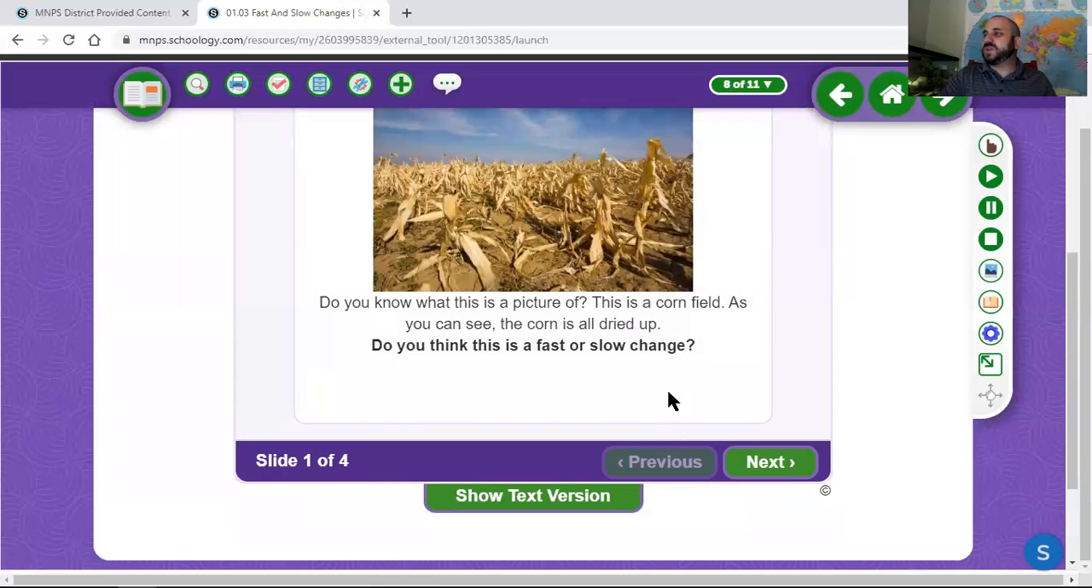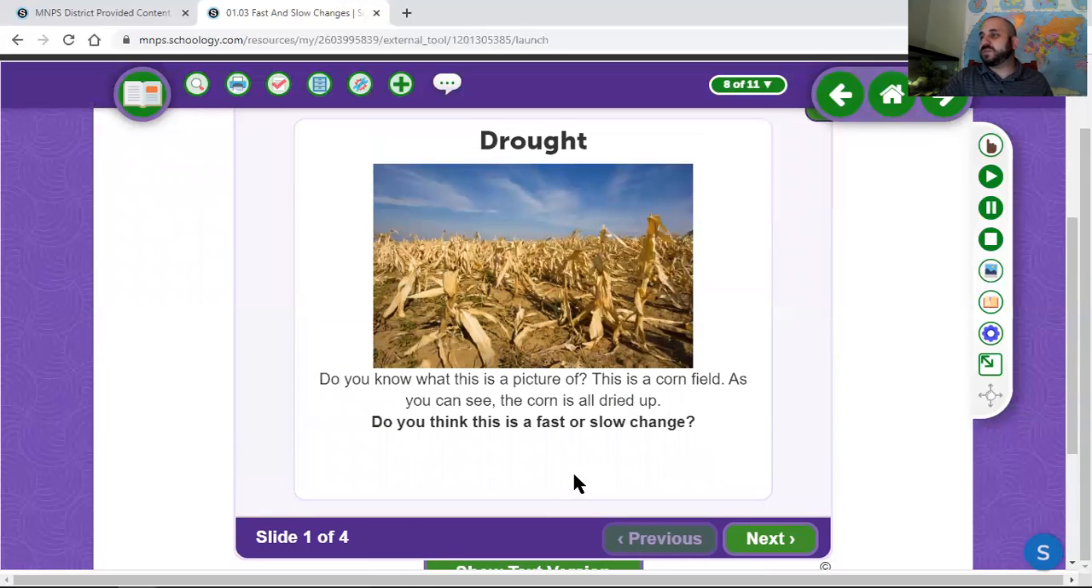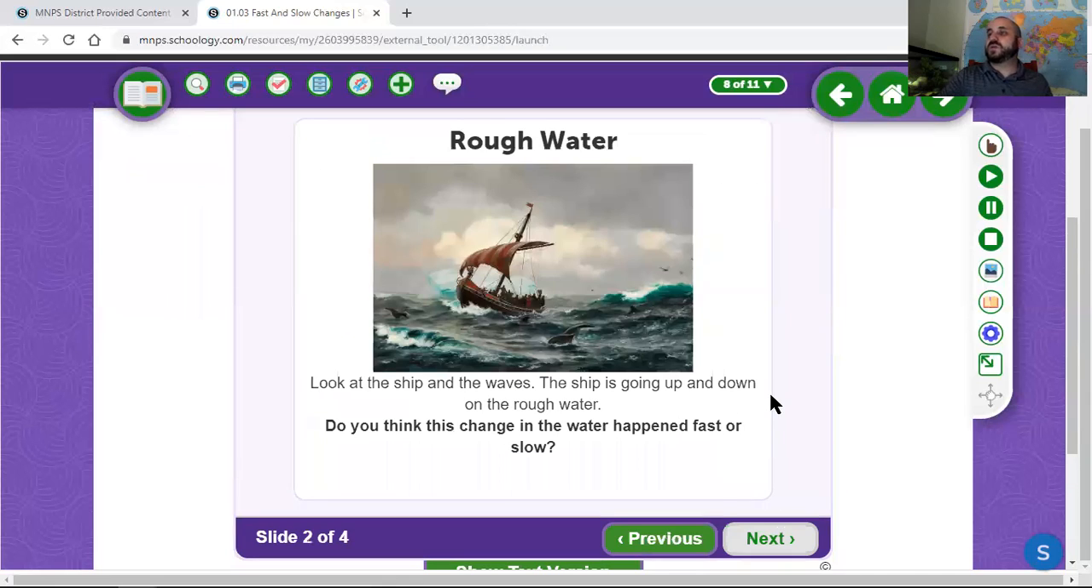All right, what is this a picture of? This is a cornfield. As you can see, the corn is all dried up. Do you think that this is a fast or slow change? Rough water. Look at the ship and the waves. The ship is going up and down on the rough water. Do you think the change in this water happened fast or slow?